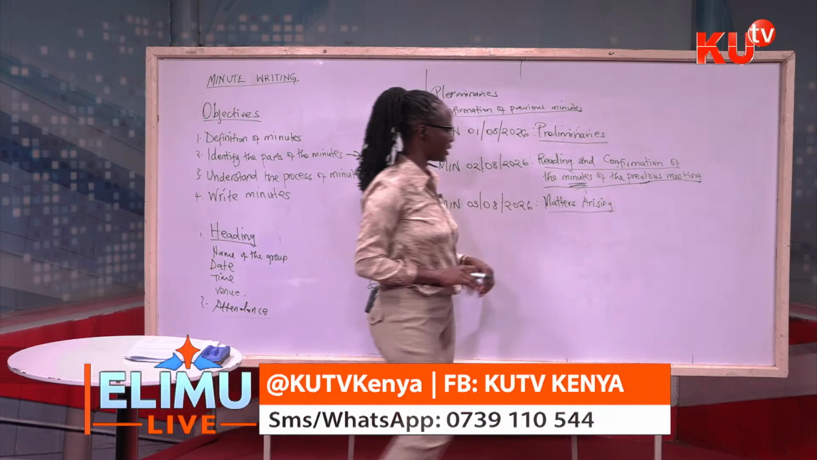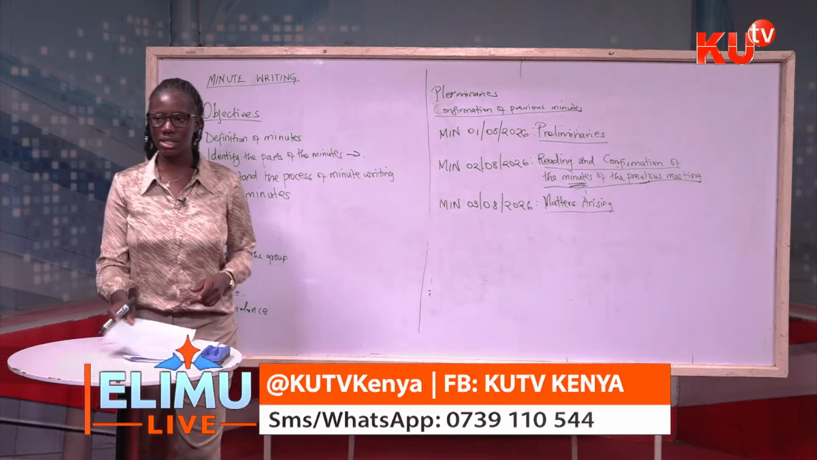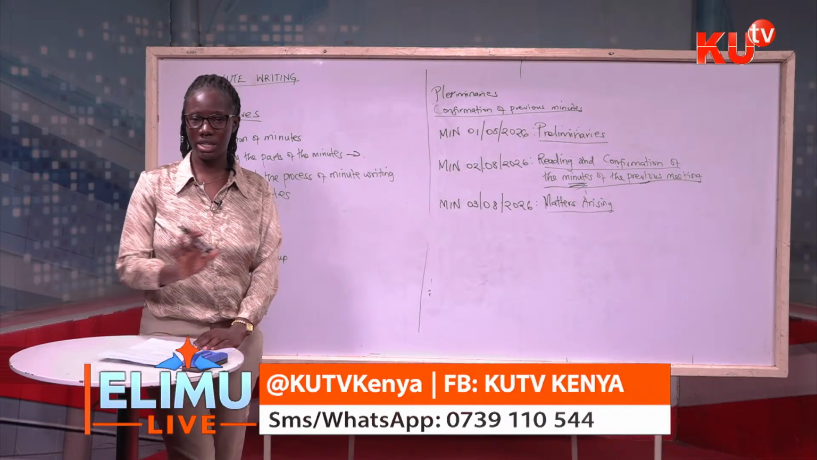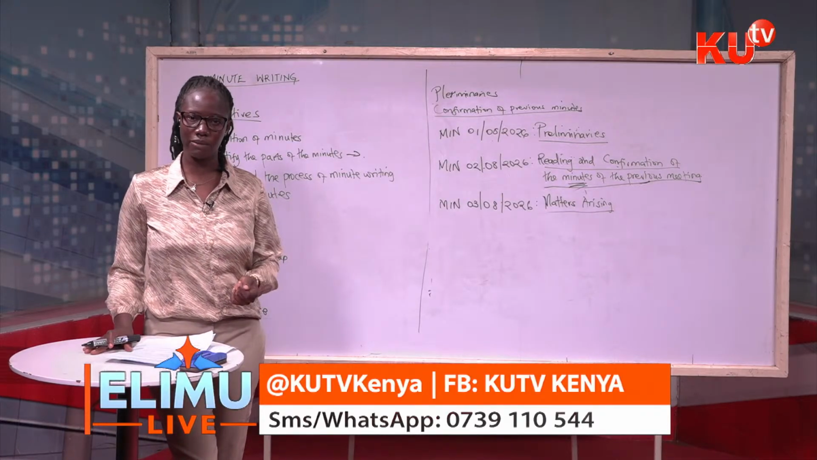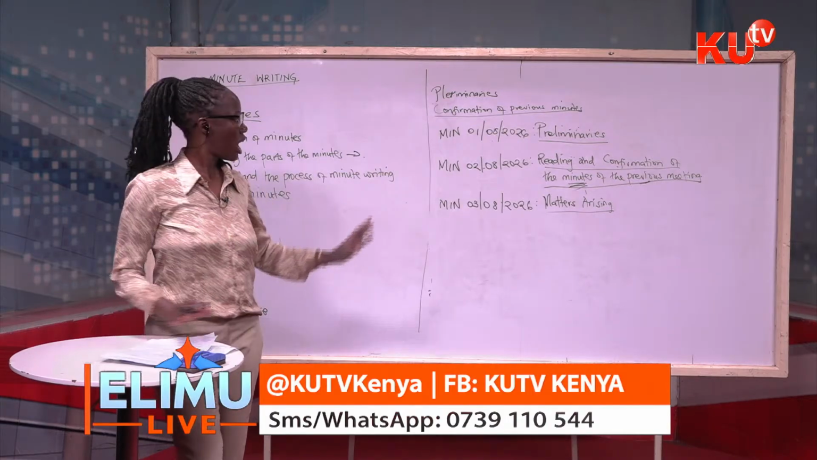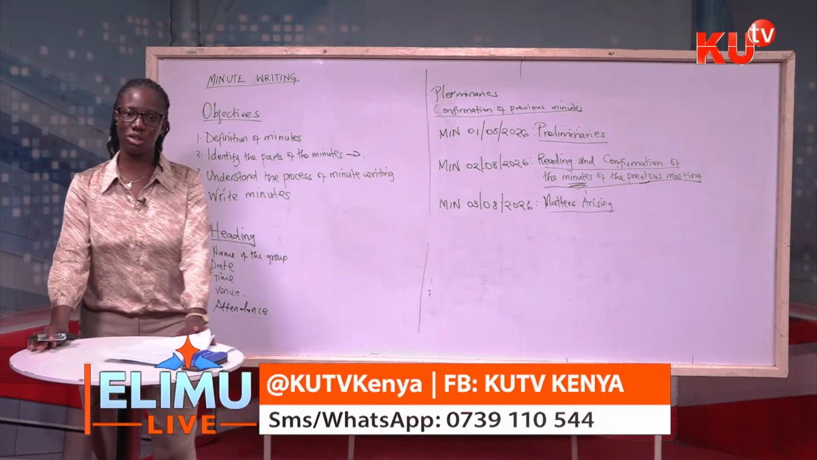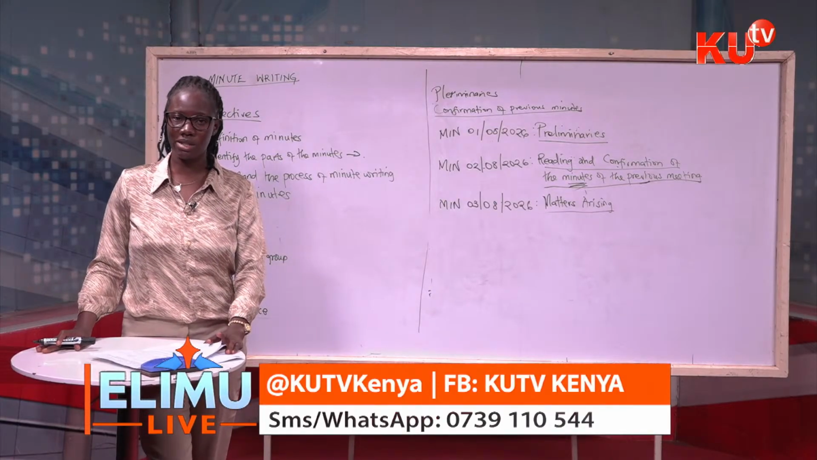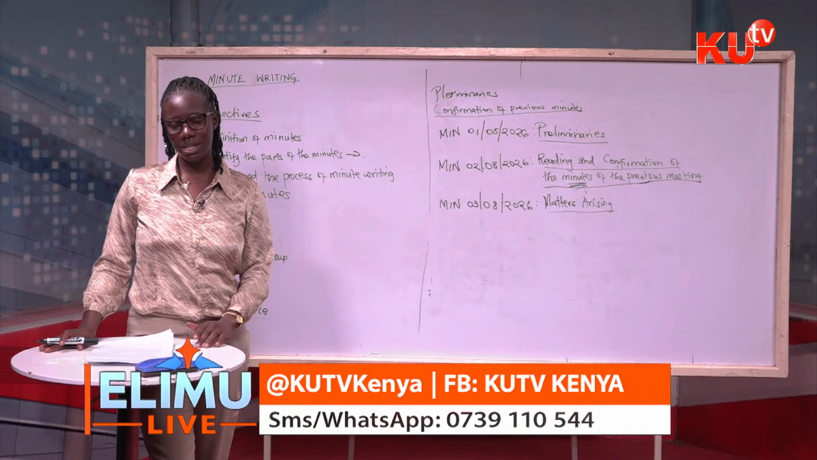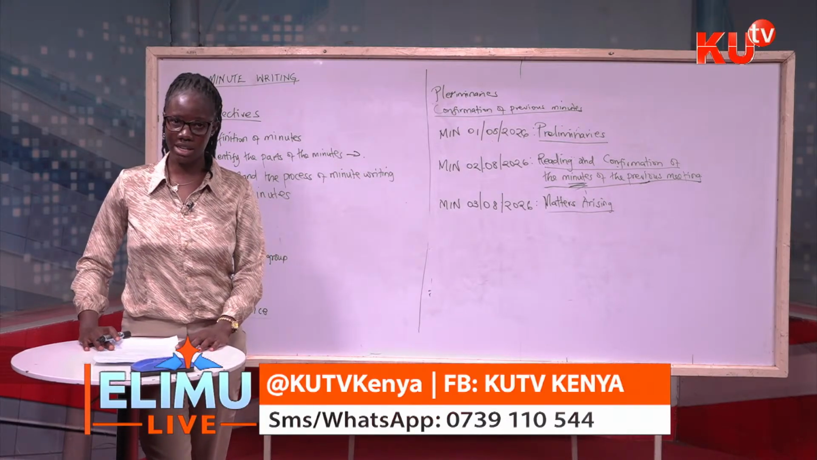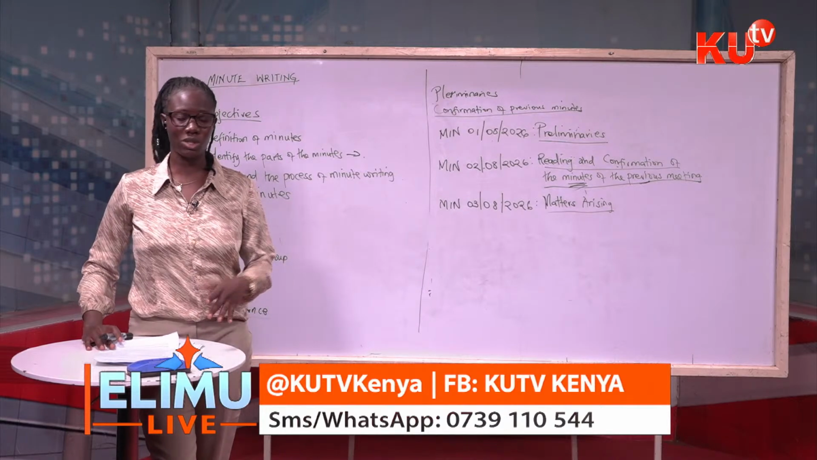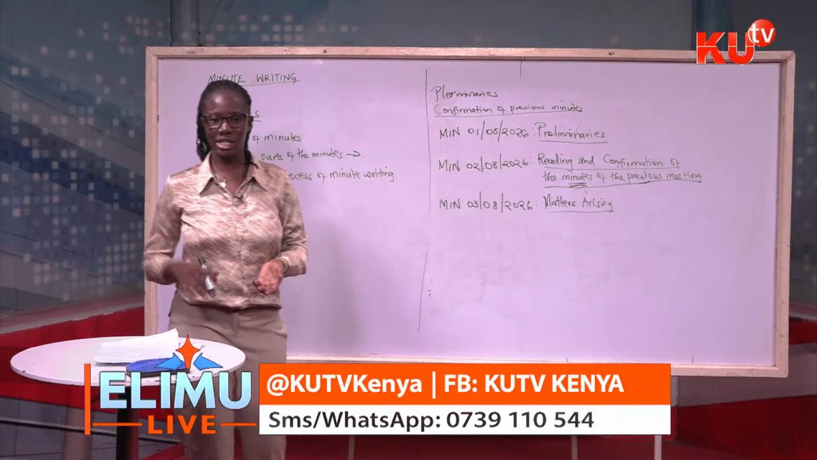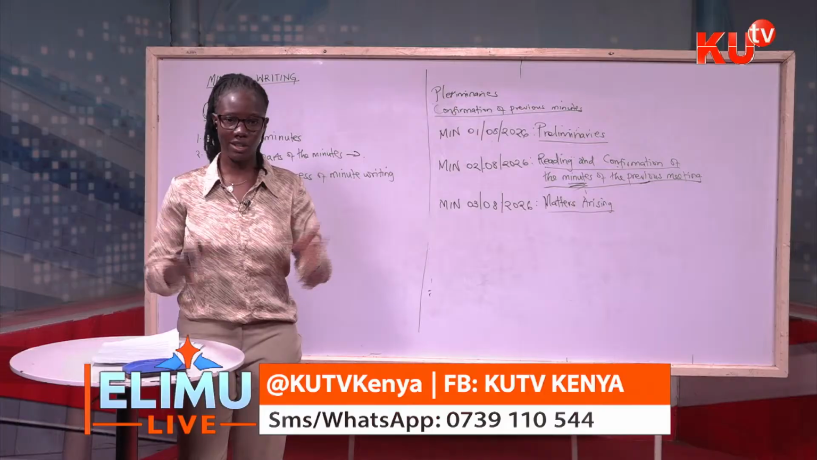So before we delve into matters arising, I want us to go back to what I said when we were just starting this lesson. I said that it can be the first meeting that the club is having, or it can be a subsequent meeting. So let's assume it's a first meeting, are we going to have reading and confirmation of the minutes of the previous meeting? And then are we going to have matters arising if it is the first meeting? No. So always read the question and understand if it is the first meeting or if it's a subsequent meeting. If it is the first meeting, we will just start with the preliminaries, and then we go to the main agenda or the business to be transacted that day during that meeting.